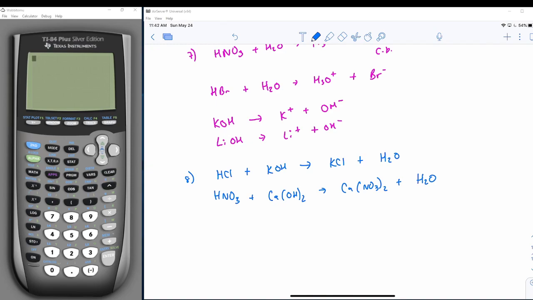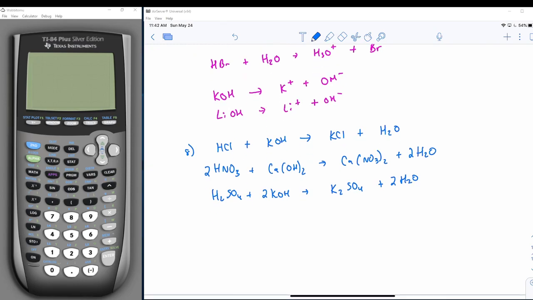So Ca is 2 plus, so it should have NO3 twice. And we have to balance this to finish that. H2SO4 plus KOH yields K2SO4, because K is plus 1 and SO4 is 2 minus. So this balances as well.